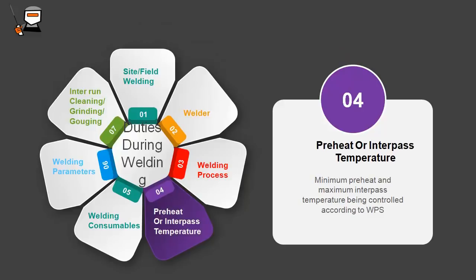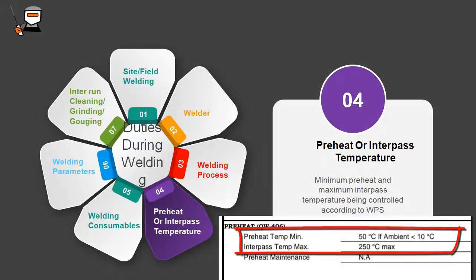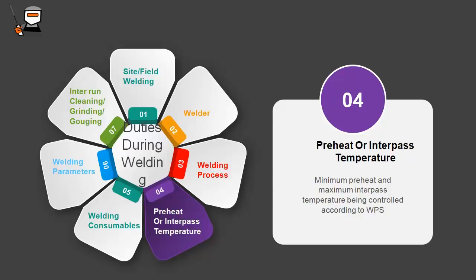Preheat temperature or interpass temperature. Minimum preheat temperature and maximum interpass temperature should be according to the WPS, where they are specified. You can see this example image. Preheat and interpass temperature is mentioned according to this WPS. If we work with it, then these ranges of preheat and interpass should be maintained during welding. Preheat temperature shall be checked by use of temperature indicating crayons, thermocouple pyrometers, or other suitable means to ensure that the temperature specified in the WPS is obtained prior to and maintained during welding.